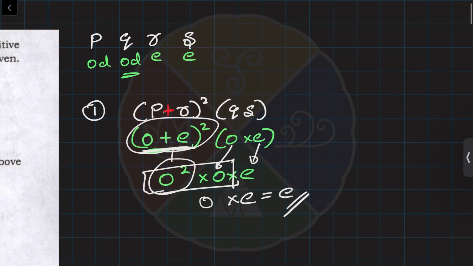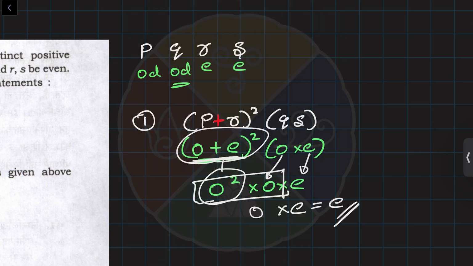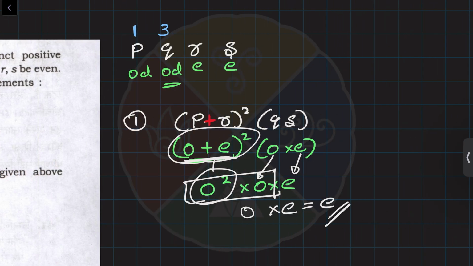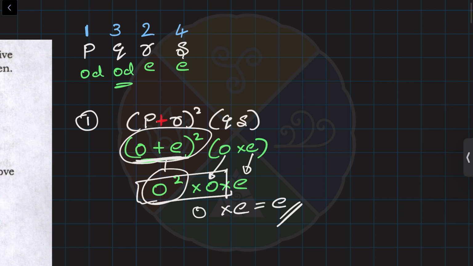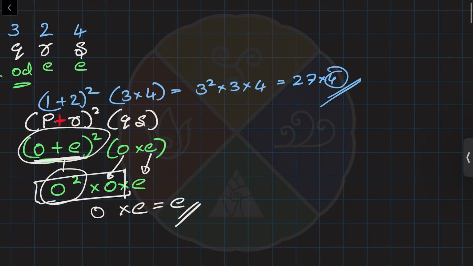You can also solve this problem by substitution. Instead of doing this, you can simply substitute some values. For example, odd, you can take, let's say, 1. The next odd you can either take the same number or a different number, 3, just like 2 and 4. If you substitute these values also, you are going to get the same scenario. P plus R square, P is 1, R is 2, whole square into Q, that is 3 into 4. You are going to get 3 square into 3 into 4. It's going to be 27 into 4, and whatever that result is, it's going to be even.